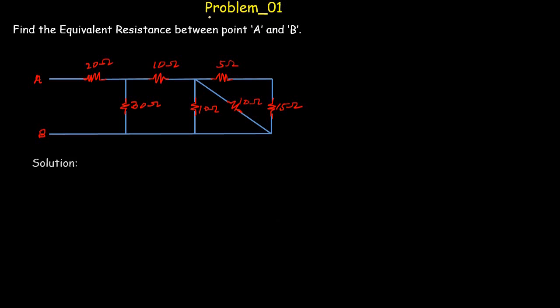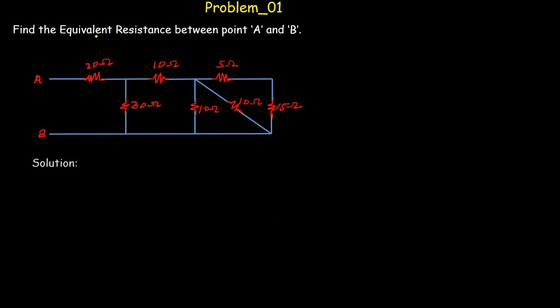But from now we are going to discuss networks which are not in a series manner and in parallel manner. So the set of rules which we use for the series circuits and for the parallel circuits are used here to find out the equivalent resistance of this network. Now in this problem we are asked to find out the equivalent resistance between point A and B.